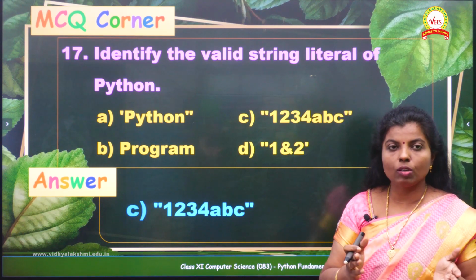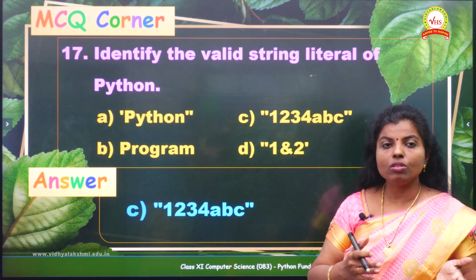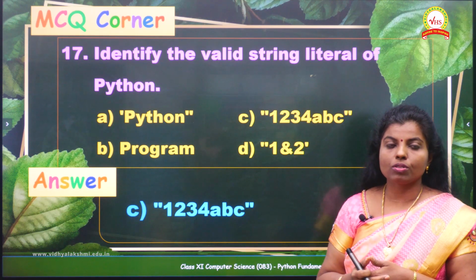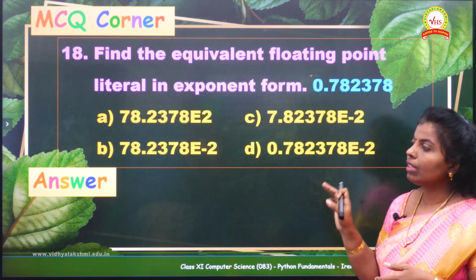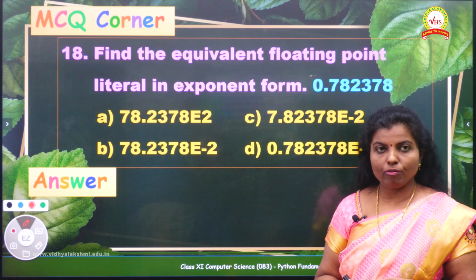If it starts with a single quote, it must end with a single quote. If it starts with double quotes, it must end with double quotes. Right? So let us move on to the next question. Find the equivalent floating point literal in exponent form.